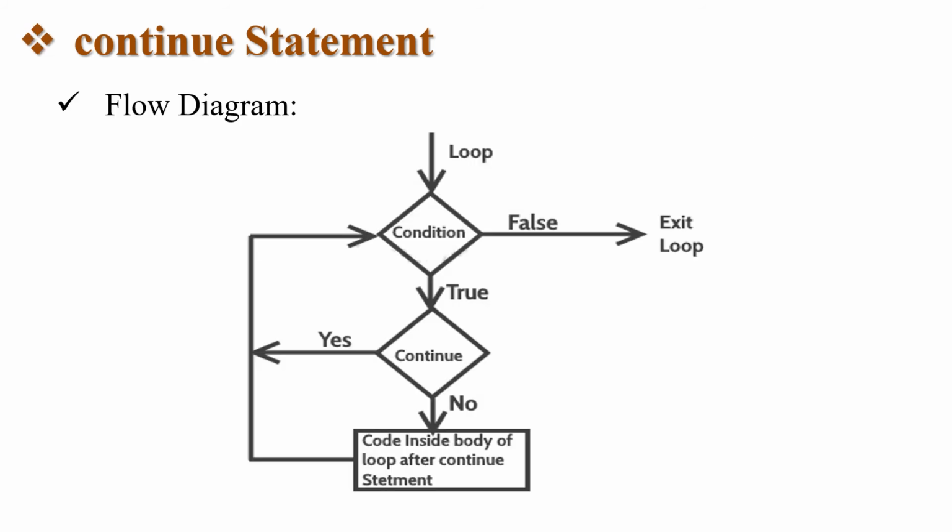So this is the flow diagram for the continue statement. If the condition is true and the continue statement is encountered, then the rest of the body of the loop is not going to be executed. It will go directly to the condition part and increment the value by 1 or decrement the value by 1.